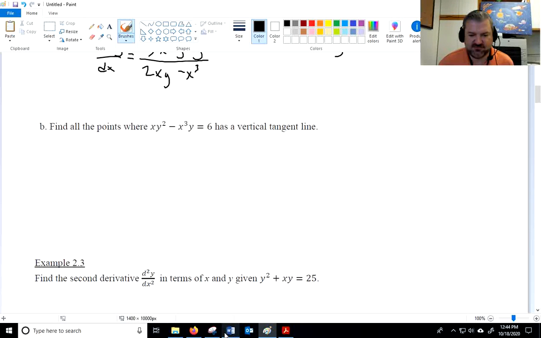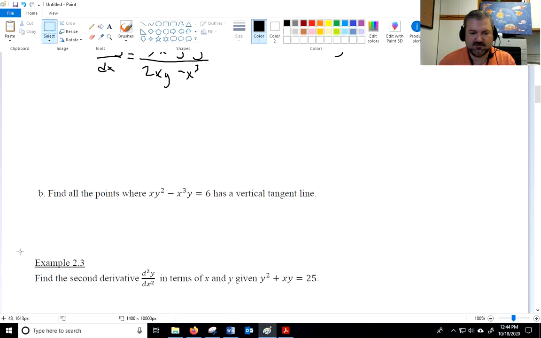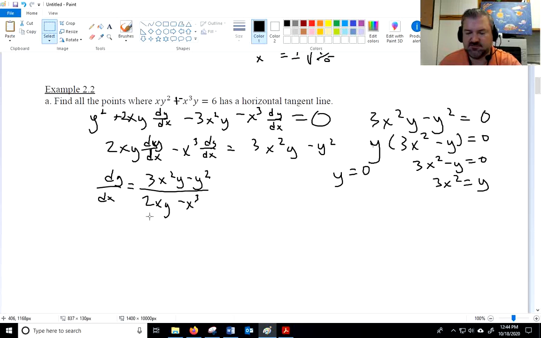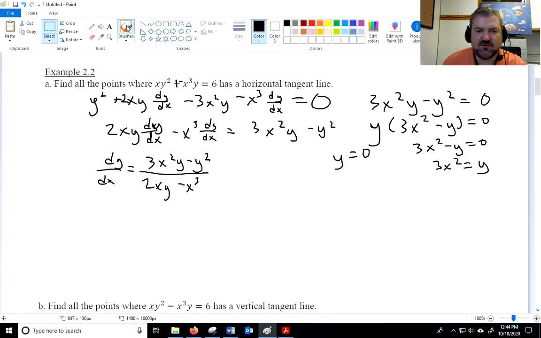I'm actually going to move this down just a hair, and I can always erase later if I need to. Make more room. All right, so let's go back. What do we have here? We have y equals 0. Well, we have to find the points. Let's plug in a 0 for y. So x times 0 squared minus x cubed times 0 equals 6. Well, that gives me 0 equals 6. So it turns out this is not giving me any points, because apparently y never equals 0 on this curve, right?